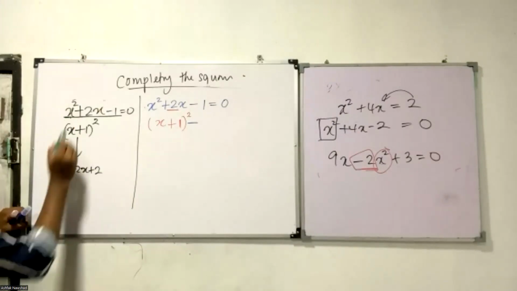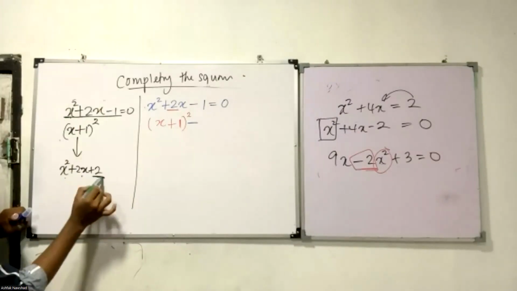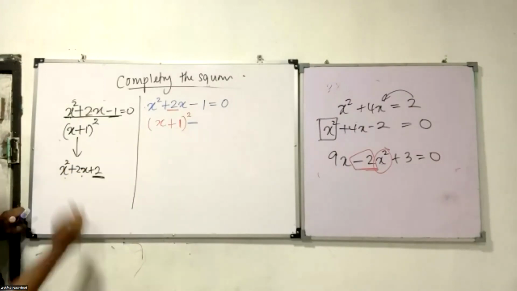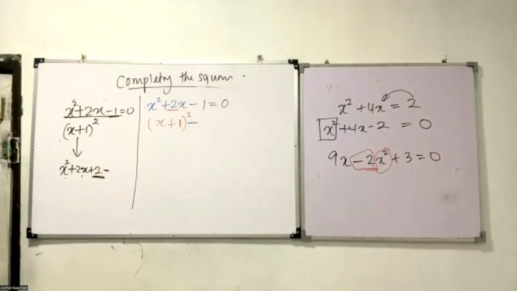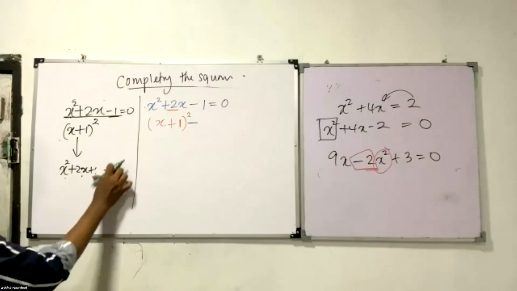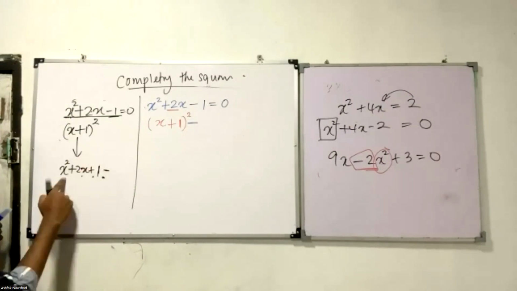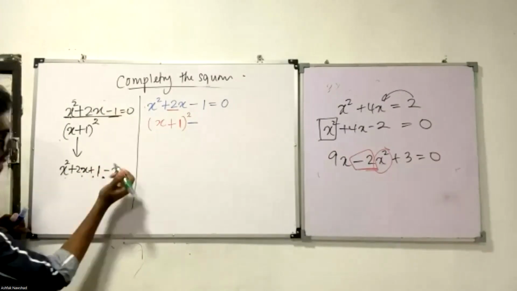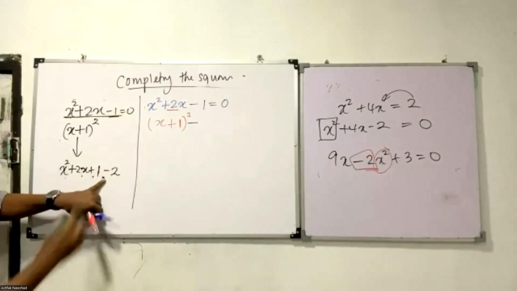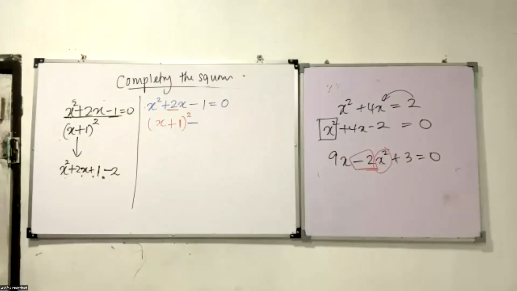Our equation was x squared plus 2x plus 2, but we have plus 1. How to make this plus 2? We'll have to subtract the extra. The expansion is x squared plus 2x plus 1. In order to make this plus 2, I'll have to add 1 to it. So definitely there's going to be a minus here.